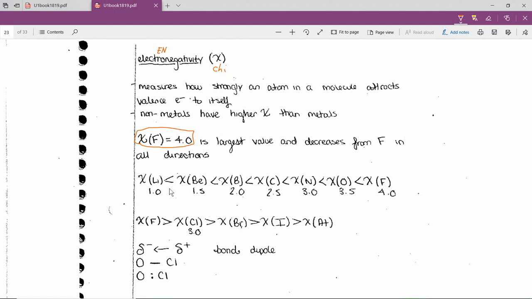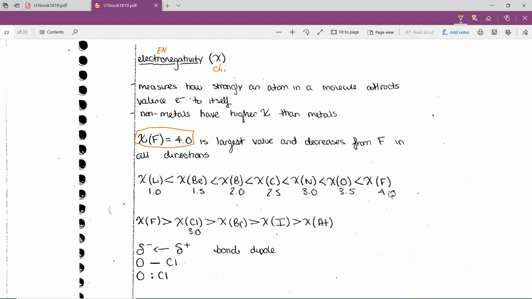So if you go across the second row, lithium's value is 1. It's interesting. It goes up in steps of a half if you're going to use just one decimal. And there's really no practical reason to use more than one decimal because this still is a theoretical idea. Beryllium's 1.5, boron's 2, carbon's 2.5, nitrogen's 3, oxygen's 3.5, and fluorine is 4.